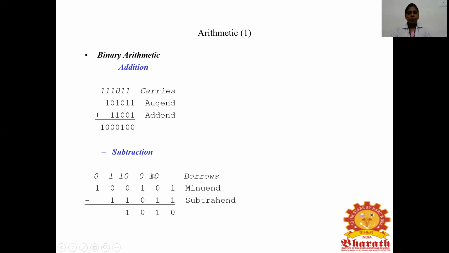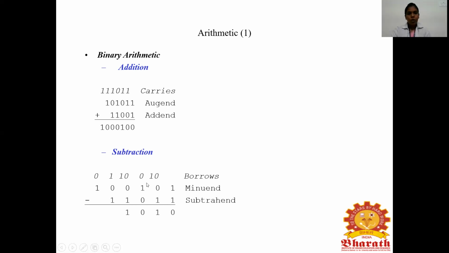And then the subtraction. In subtraction, we have the minuend 1 0 0 1 0 1 and the subtrahend 1 1 0 1 1. First we subtract 1 minus 1, that is 0. Very simple. Then we move here. Here we have 0 minus 1. 0 is less than 1, so we can't subtract. So we have to borrow from the previous number.